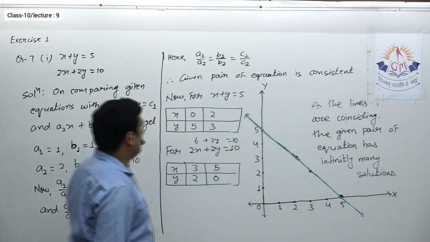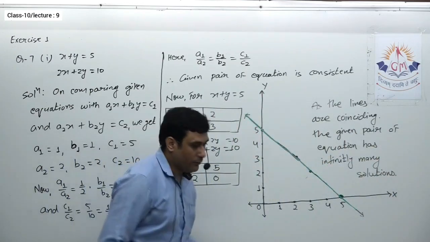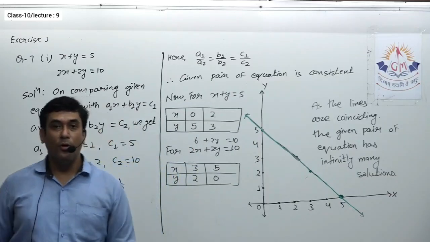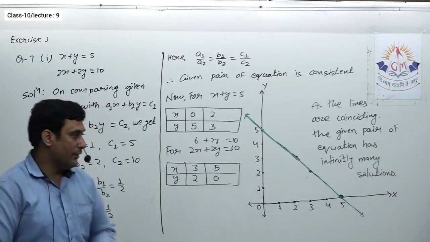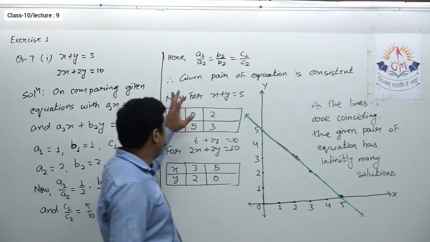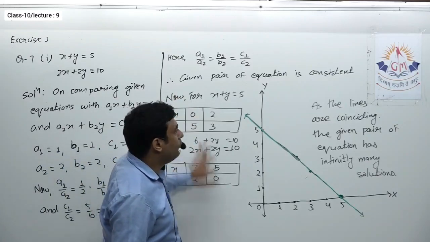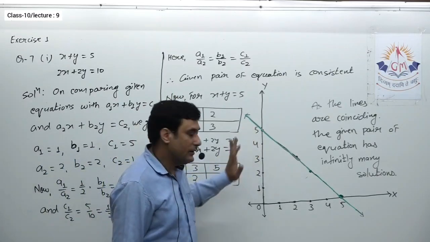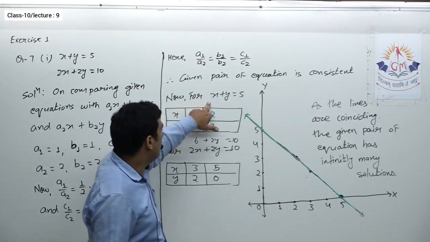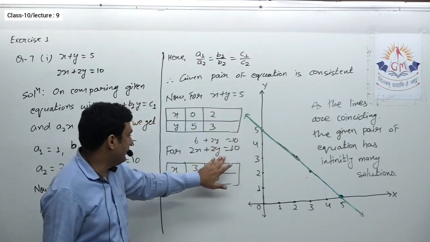Okay, so this is the solution for this type of question. That means first you have to determine whether the given pair of equations is consistent or inconsistent, then you have to find the solution with the help of the graph. So for that, first I got the solution for the first equation, then this equation.